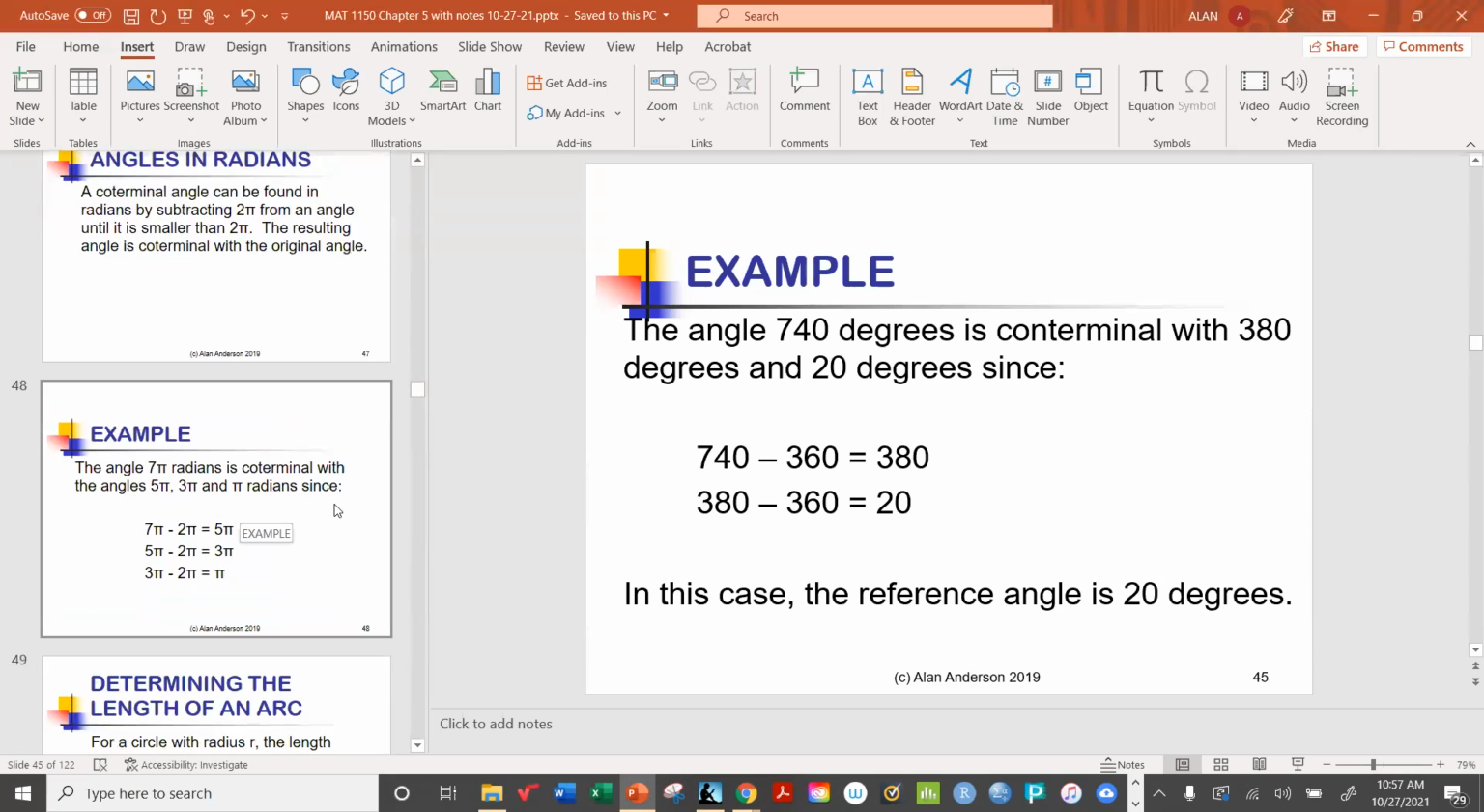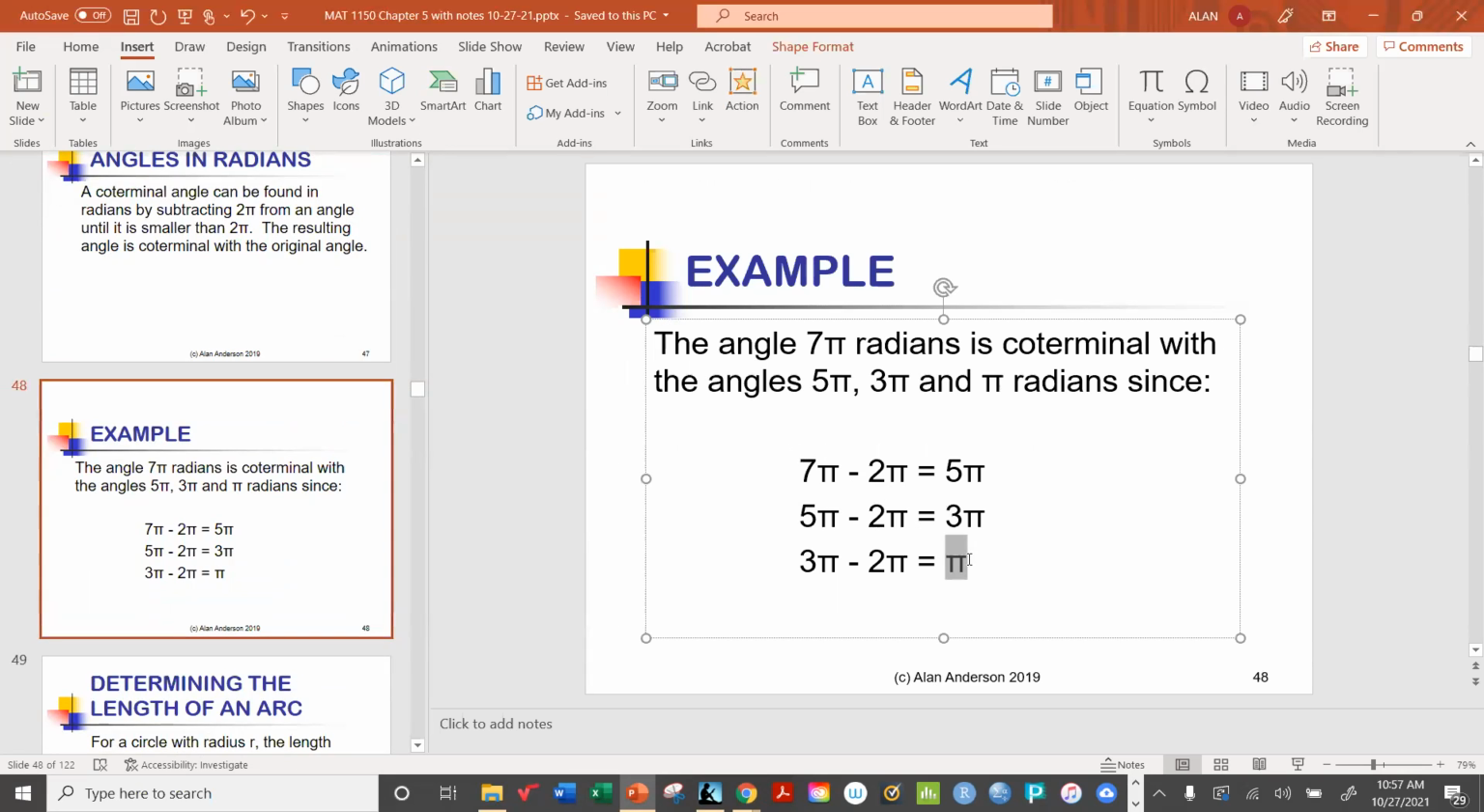The same thing holds with radians, except that we're now looking at 2 pi radians. For example, 7 pi radians is the same as pi radians, because you subtracted 2 pi 3 times, meaning you went around the circle 3 times plus 1 more pi radian.